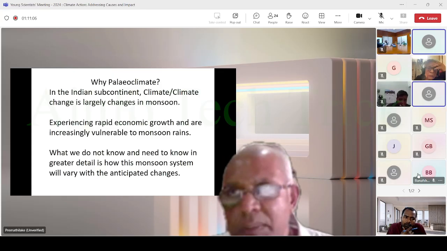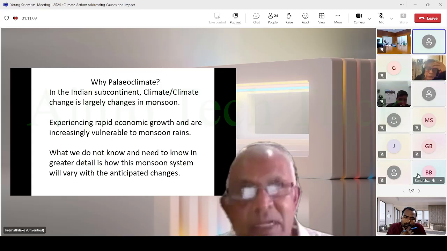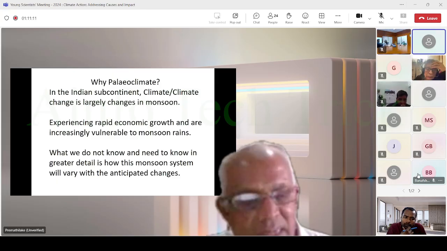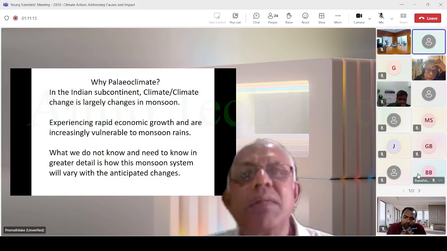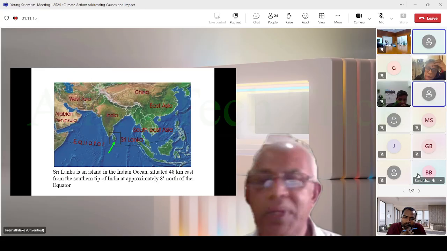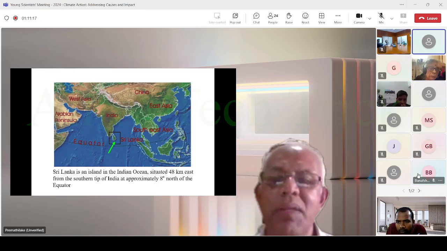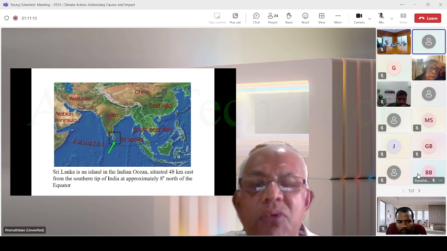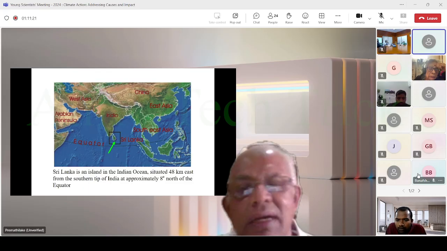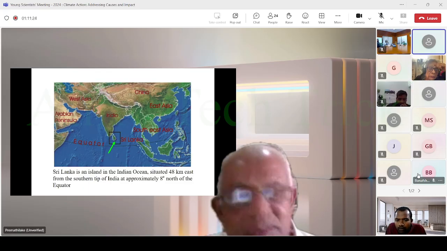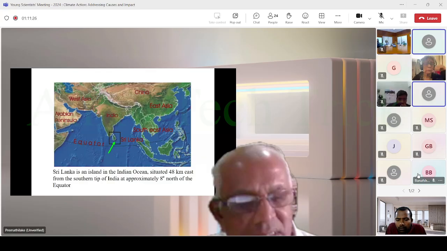The past climate is a key to present and future climate modeling and to understanding climate changes. So now I am happy to come to my experience in Sri Lanka, what I did in Sri Lanka for paleoclimate science. Sri Lanka is a tiny island in the Indian Ocean, as everyone knows, at the southern tip of India.